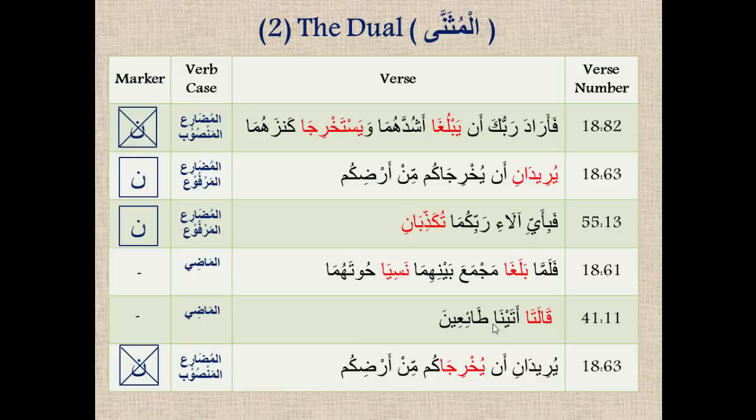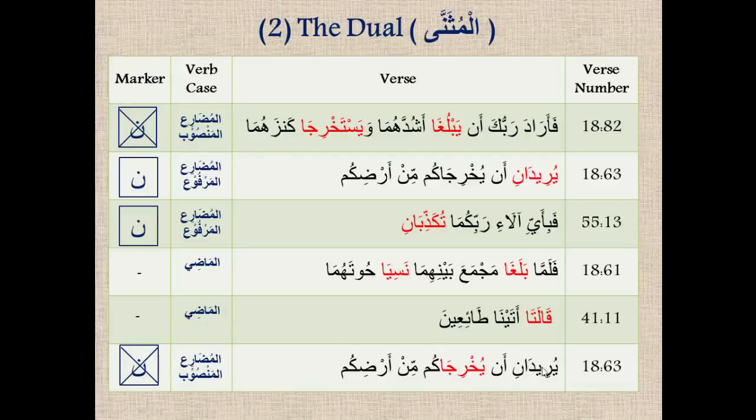قَالَتَا أَتَيْنَا طَائِعِينَ. We have قَالَتَا. This is conjugated for huma, but the feminine version. So we have قَالَتَا. Again, in the madi, no marker because it is mabni.